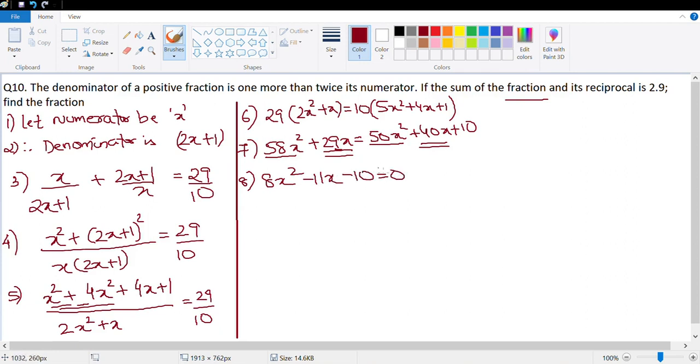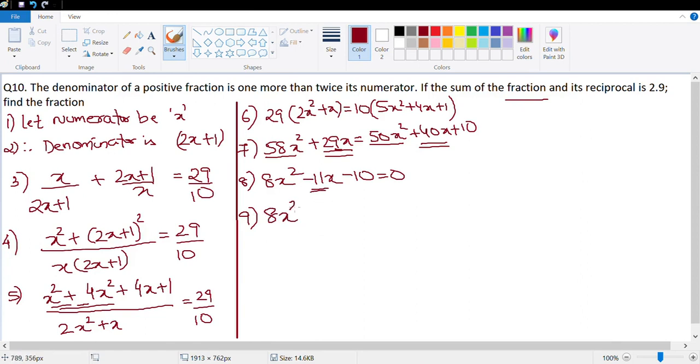Let's reconfirm. 58 minus 50, yes, that's 8. 29 minus 40, that's 11, rather negative 11, and negative 10 is equal to 0. So I need to find factors of negative 80, the sum of which will be negative 11. So 80 can be written as 8 into 10. No, that doesn't work. So anything else? 16 into 5? Yes, 16 into 5 is 80, and that'll give me negative 11 as well.